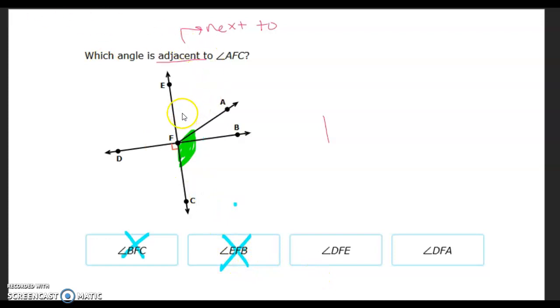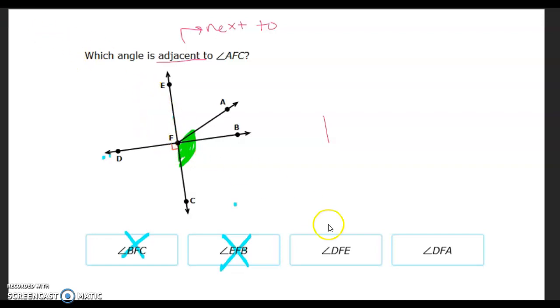Let's try D, F, E. So D, F, and E is right here. This isn't next to it. It's actually across from it. This could be considered a vertical angle, so it's not adjacent.